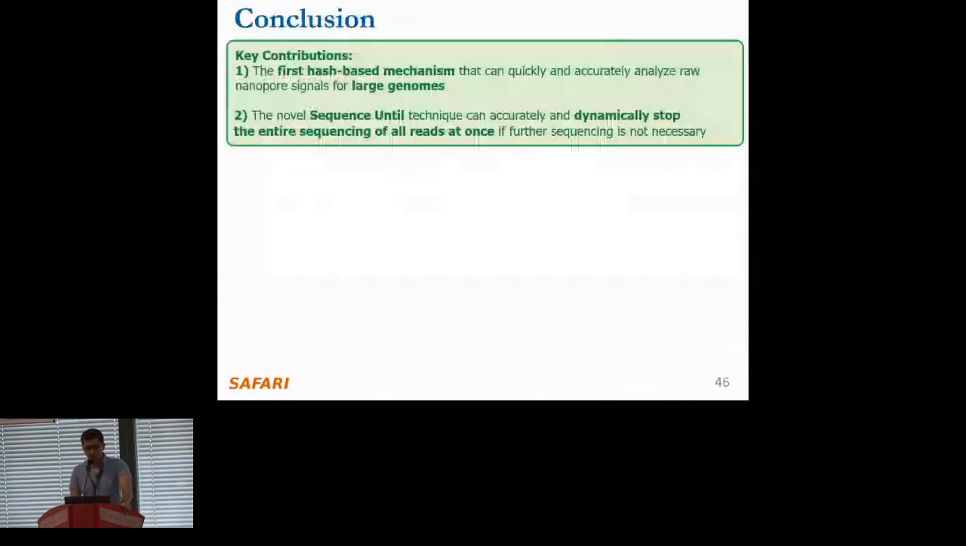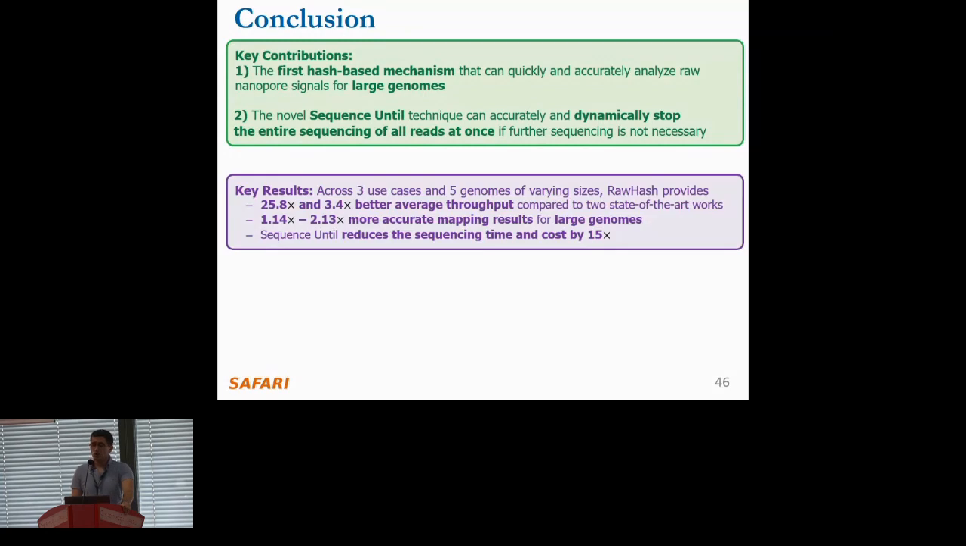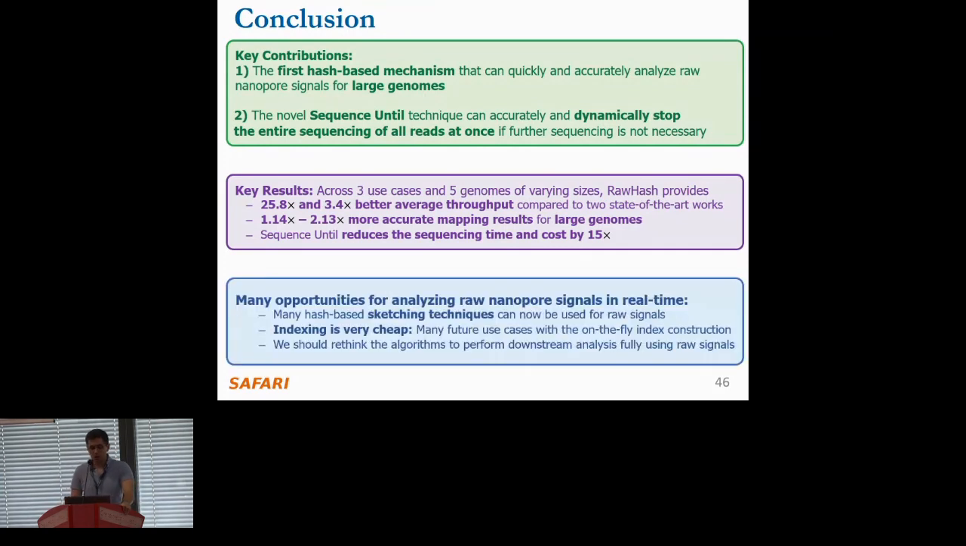Let's conclude. We provide the first hash-based mechanism for quick and accurate analysis of raw nanopore signals for large genomes. We also propose sequence until, which can accurately and dynamically stop the entire sequencing run if further sequencing is unnecessary. RawHash provides significant improvements in terms of the overall throughput and also the accuracy for large genomes, and sequence until can reduce the sequencing time and cost by 15 times.